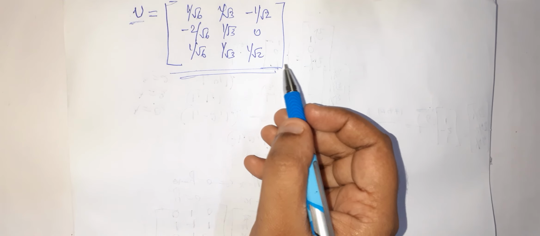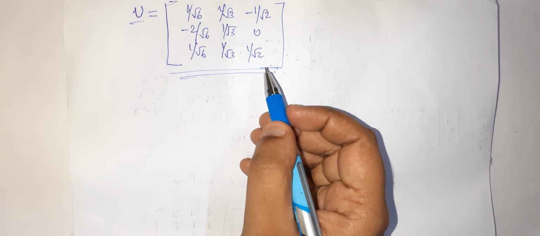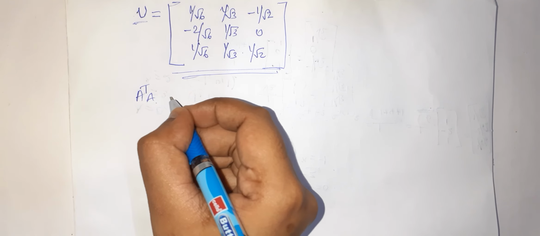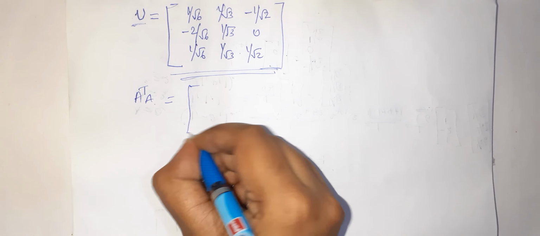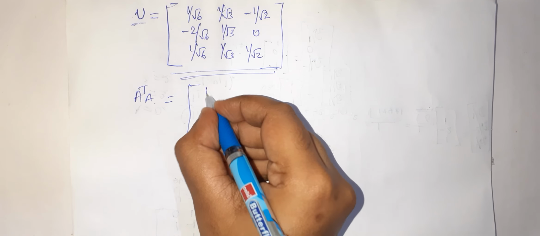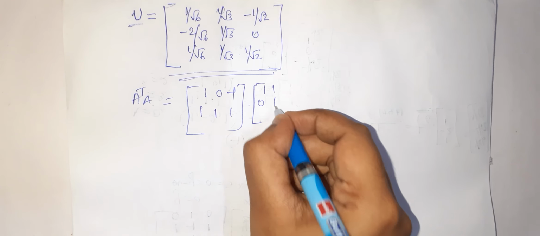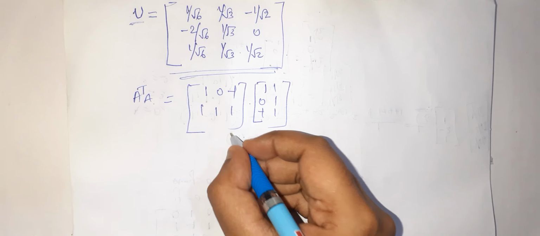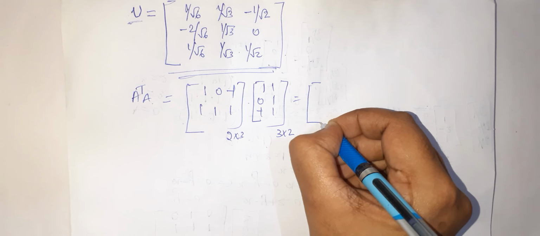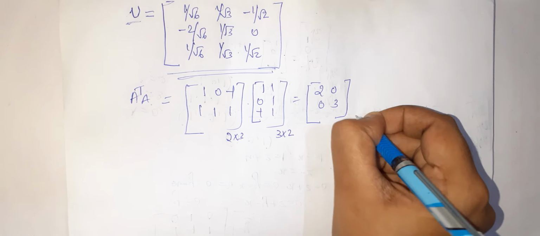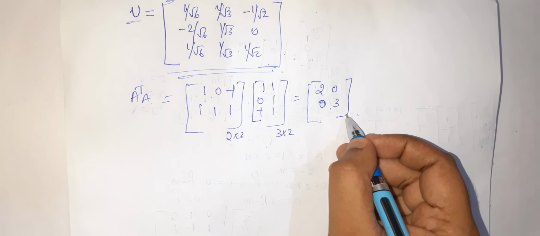Next step is we have to find the matrix V. For that, we have already found A into A transpose. Next we have to find A transpose into A and follow the same procedure. A transpose into A is a 2 by 3 matrix multiplied by a 3 by 2 matrix, so the resultant will be a 2 by 2 matrix. And this matrix will be taken as the matrix A.